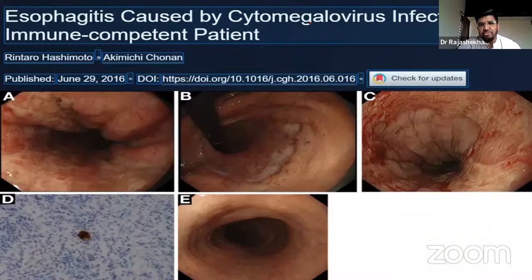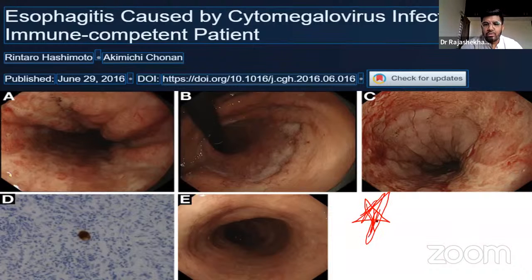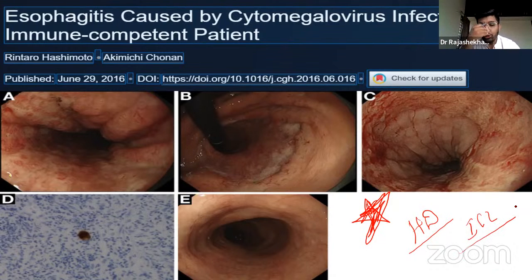So this is one study in which the cytomegalovirus esophagitis was detected in an immunocompetent patient also. So this can be seen in an immunocompetent patient, although in this particular study, the patient did not have any HIV, did not have any immunosuppression secondary to diabetes or post-organ transplantation, anything. In fact, they had ruled out the idiopathic CD4 lymphocytopenia in this patient also. So this patient did not have any amount of immunosuppression, but yet was found to have a cytomegalovirus esophagitis.